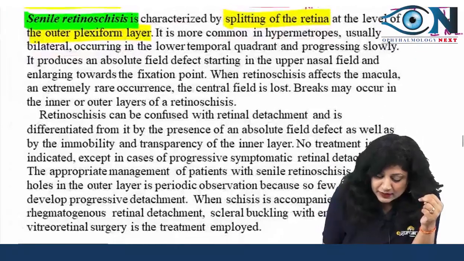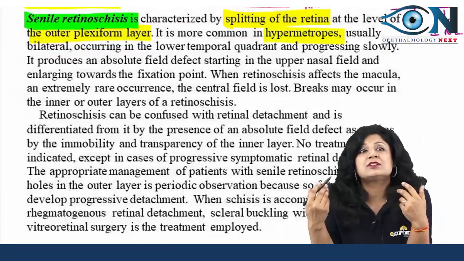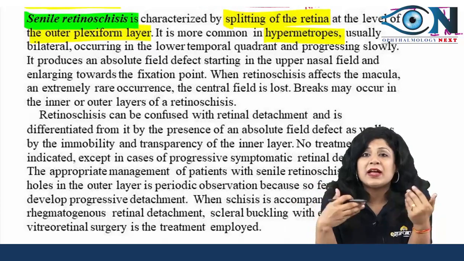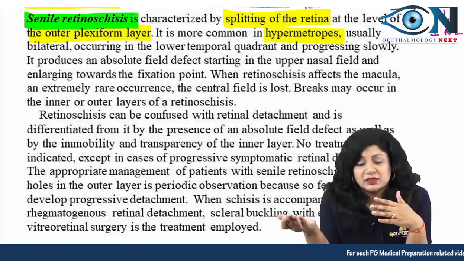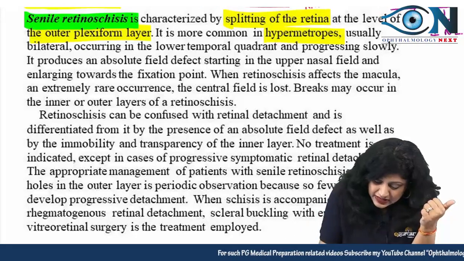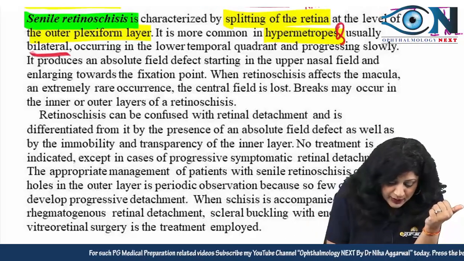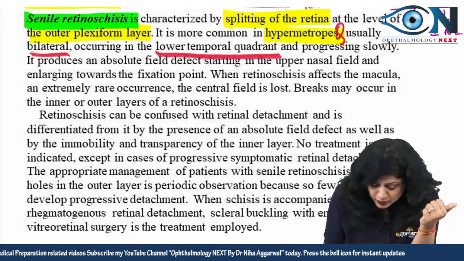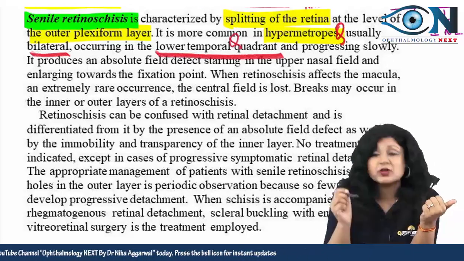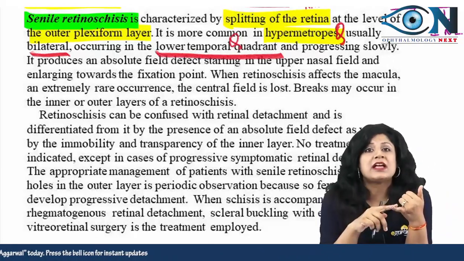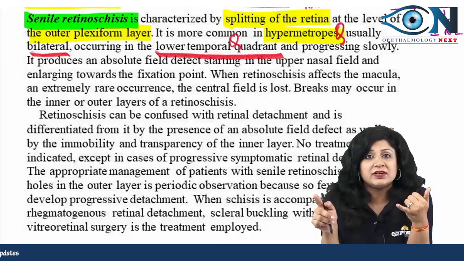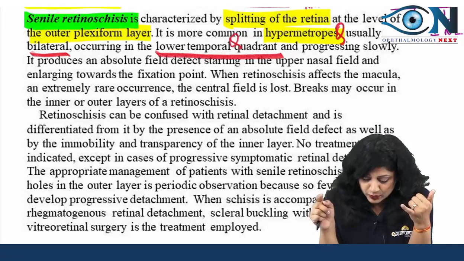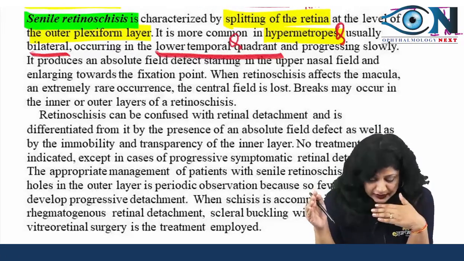Then it is more common in hypermetropes. I think this is one thing which is more common in hypermetropes. Otherwise degeneration related things are more common in the myopes. So I think this is an important point. Usually it is bilateral and in the lower temporal quadrant. Now again this is important, because if you talk about the hole, then a hole is actually more common in the supratemporal quadrant. This is more common in the lower temporal quadrant, and it is progressing slowly and gradually.